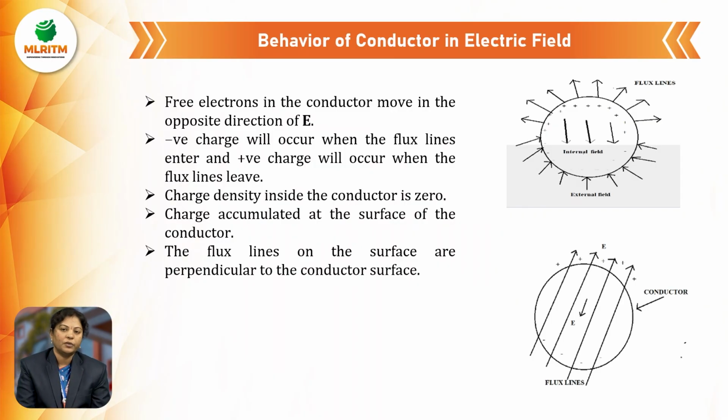So first of all, what is the behavior of a conductor in an electric field? In the first module we discussed what an electrostatic field is. Now we'll discuss how a conductor behaves in an electric field. For that I am taking one conductor like this. In a conductor we have free electrons, which will be moving. When we apply an external electric field, they will move in the opposite direction of the electric field.